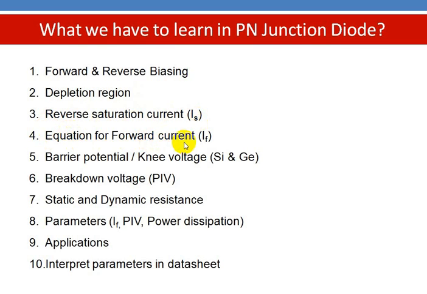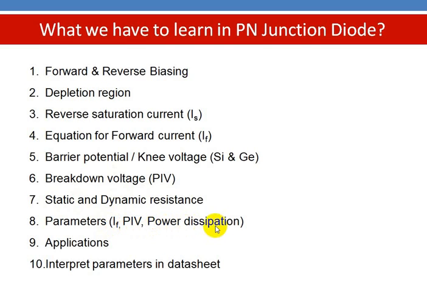Then we should know about the equation for forward current. Then barrier potential and knee voltage, which is also called cut-in voltage for silicon and germanium. Breakdown voltage is nothing but the voltage at which the device starts conducting in the reverse direction. Static and dynamic resistance: static means the fixed resistance of the device, and dynamic means the resistance offered by the device in conduction.